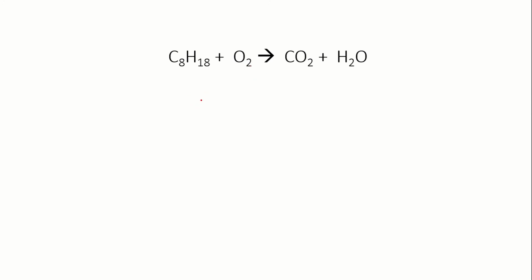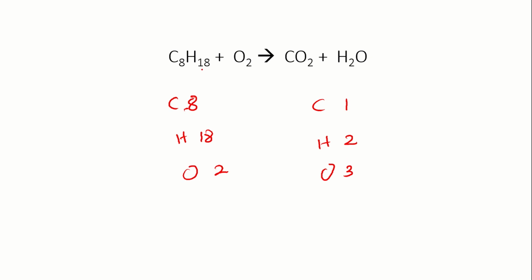Alright, another example. Now pause the video for a minute and try to balance this out on your own. Alright, I'm going to sort out the number of atoms on each side of the equation. I have 8 carbon atoms on the reactant side and just 1 carbon atom on the product side. Hydrogen, I have 18 and only 2. Oxygen, I have 2. And on this side, how many oxygen? 2 plus 1, that is 3 oxygens.